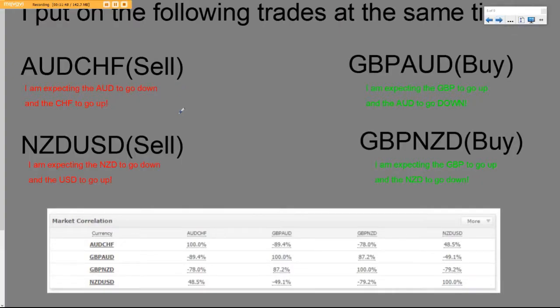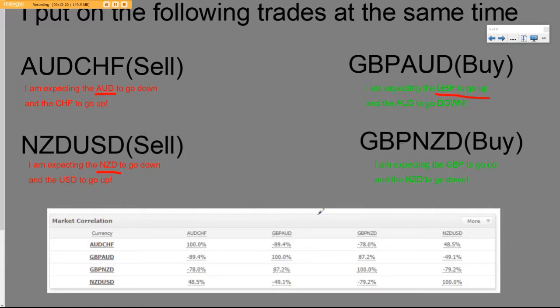Okay, now these are some trades that I put on at the same time. Now I'm going to look at the correlation and how they actually played out. Also, let me just explain this. Now the Aussie Swiss franc, if I sell, I'm expecting the Aussie to go down. I'm expecting the New Zealand to go down. I'm expecting the GBP, in this case, because I'm buying this one, because this is the base currency. And I'm also expecting the GBP to go up.